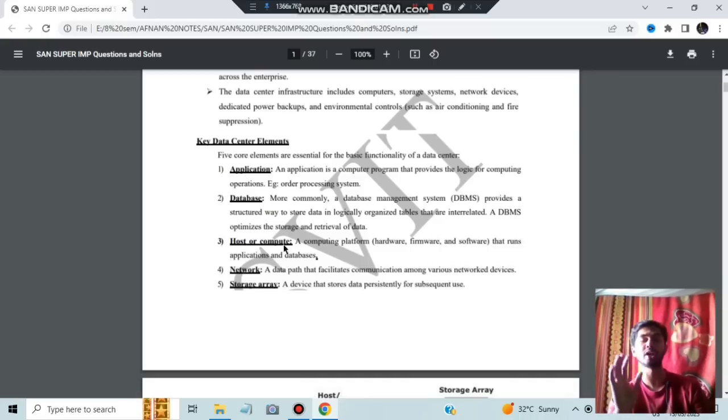Host or compute is where you are running that program. If you are running in your system, that is the local system. If you are running at a remote location, that is a remote location host. Okay, where that program is running, that is what is called host. Network is the transfer of the data. Storage array is the final storage where you will be storing the things.